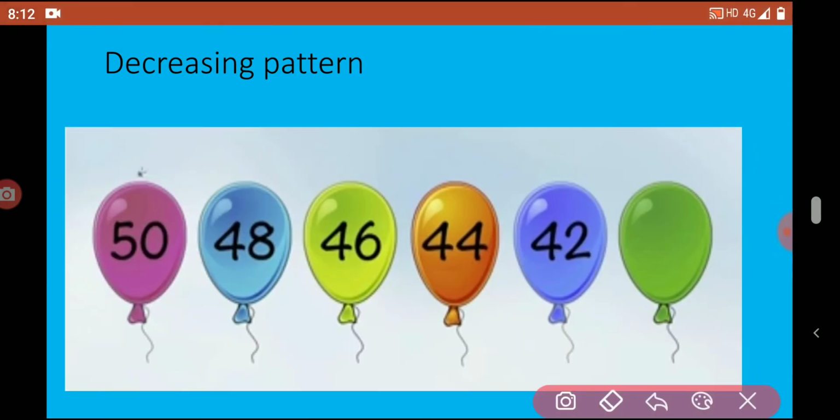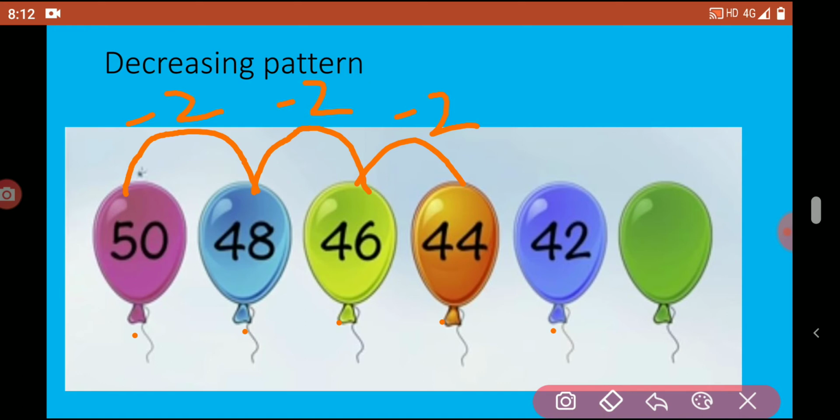Now let's take one more example. Here numbers decrease. Numbers are 50, 48, 46, 44, 42. Now 50, then 48. So if we subtract 2 from 50, the answer is 48. Again if we minus 2 from 48, the answer is 46.